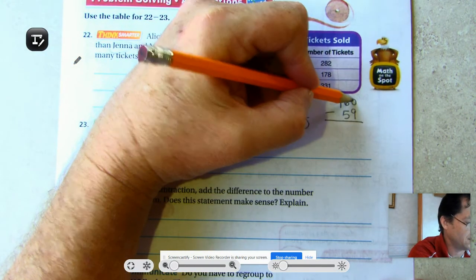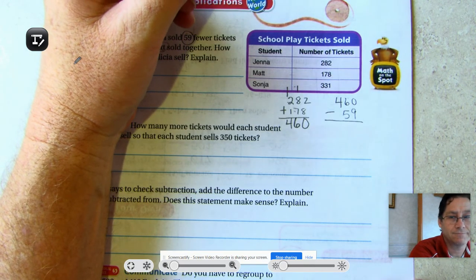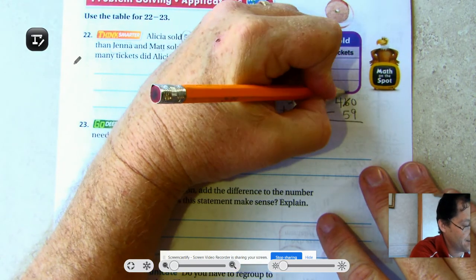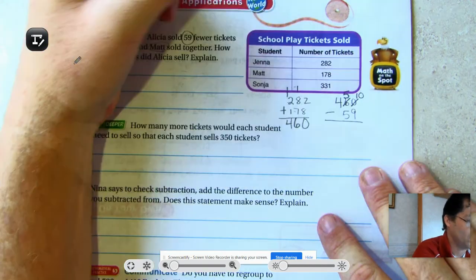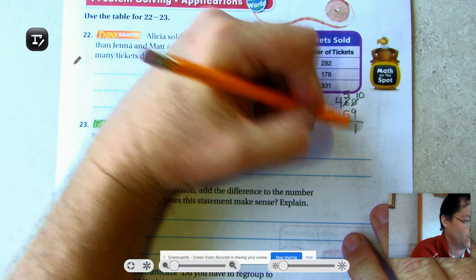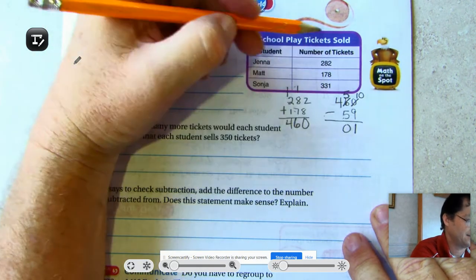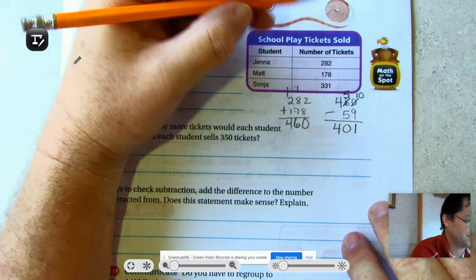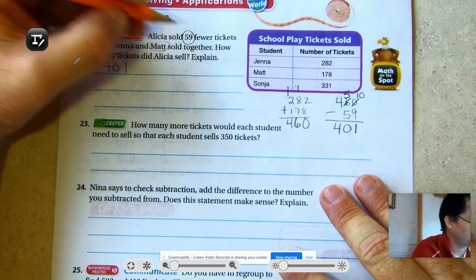I have 0 ones and I've got to take away 9. Can't do that. 0 is less than 9. So I'm going to regroup the 6 tens as 5 tens and 10 ones. 10 ones take away 9 ones is 1. 5 tens take away 5 tens is no tens. And 4 take away nothing. 400 take away no hundreds is 401. So 401.